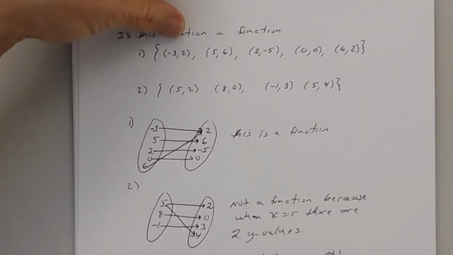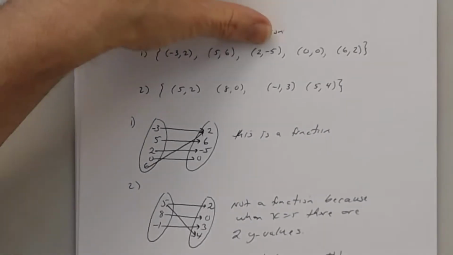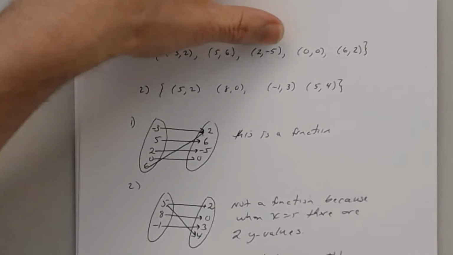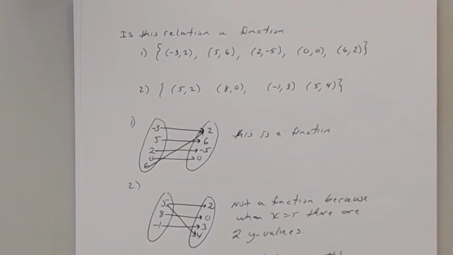So what is my domain? -3. Remember, the domain is a set of x coordinates. What's the next one? 5. What's the next one? 2. What's the next one? 0. And the next one? 6. So that's my domain. So my domain consists of these 5 elements.